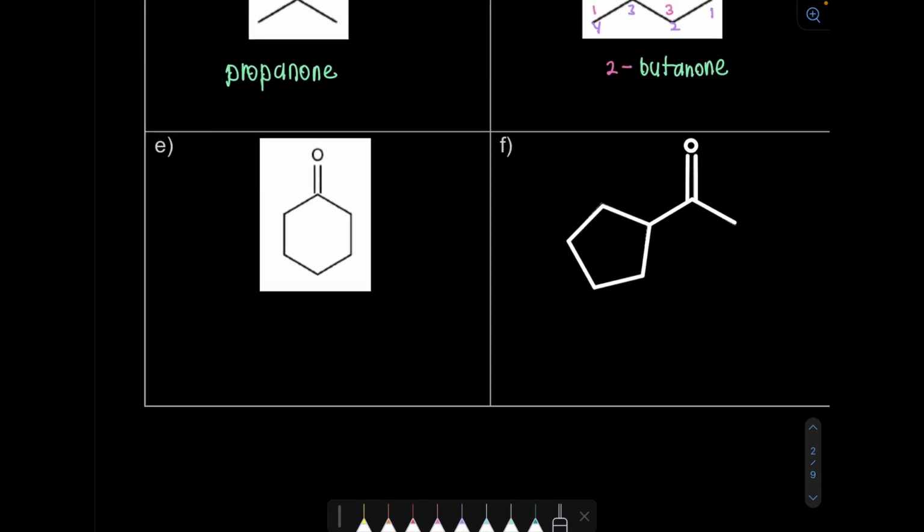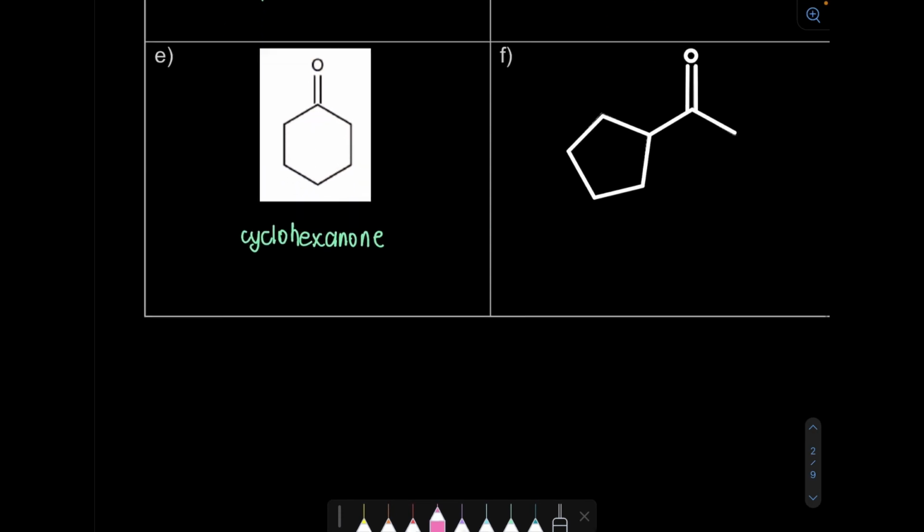Okay, so for question E. Now we see our double bond O is actually directly bonded to our cyclic structure. So the name will be, from the original cyclohexane, it becomes cyclohexanone. Make sure that the C double bond O is directly bonded to our cyclic structure. Here I just want to draw. For example, I have my cyclopentane, double bond O directly attached to it. So the name will be cyclopentanone.